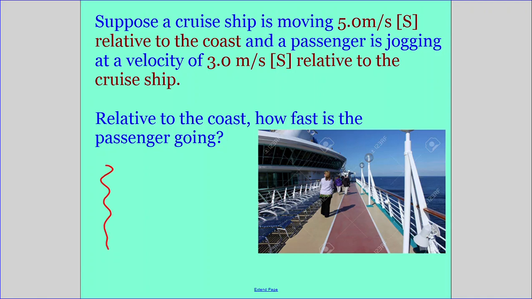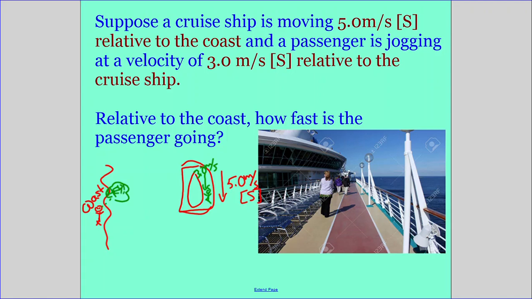So let's say that you have your coast, and there's somebody standing on the coast watching this whole thing happen. And the cruise ship, and I'm no artist by the way, so go easy on me, the cruise ship here is heading south, and it's going south at 5 meters per second. And then on that cruise ship there's a passenger, and the passenger is moving downward at 3 meters per second. So relative to this person over here, how fast does it look like the passenger's traveling?